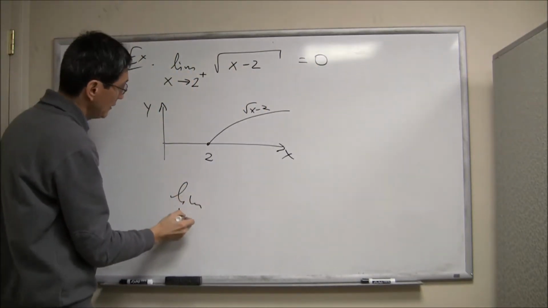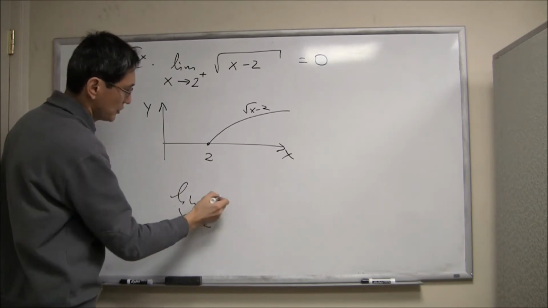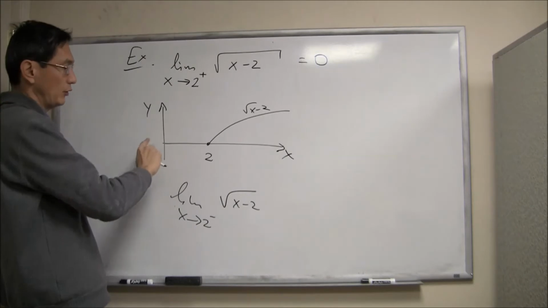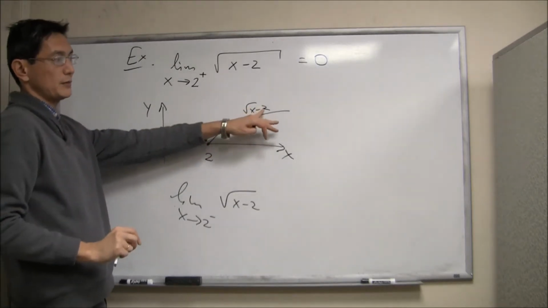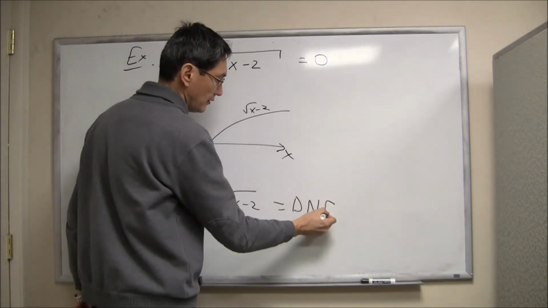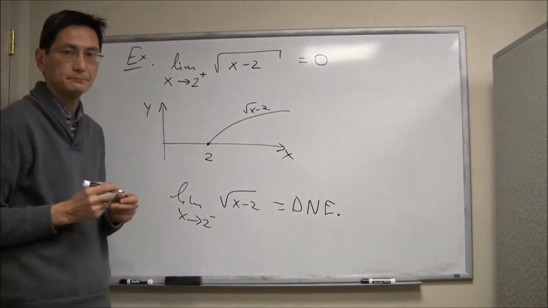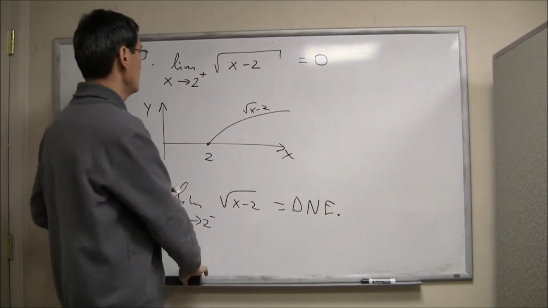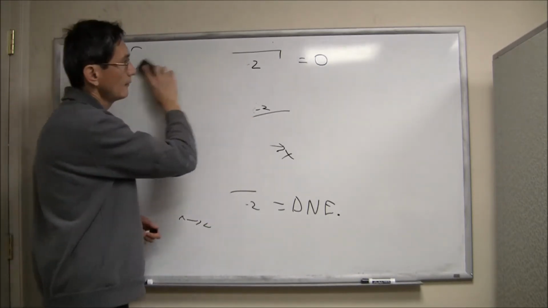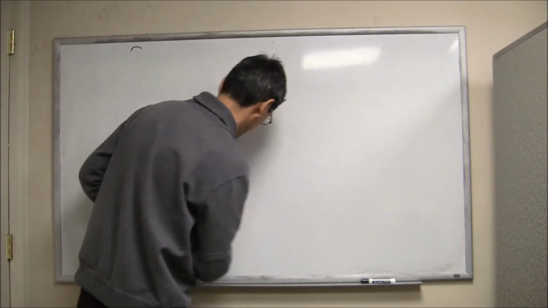If we do the same function, but now approach from the left, then on the left side, square root of x minus 2 is undefined, so this limit does not exist. So let me try another example involving square roots.